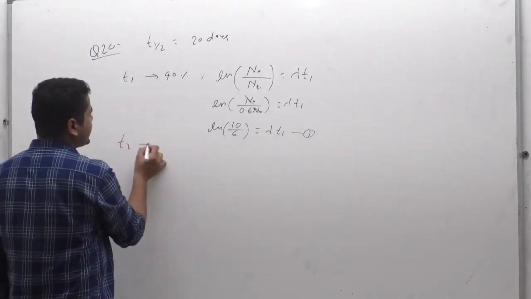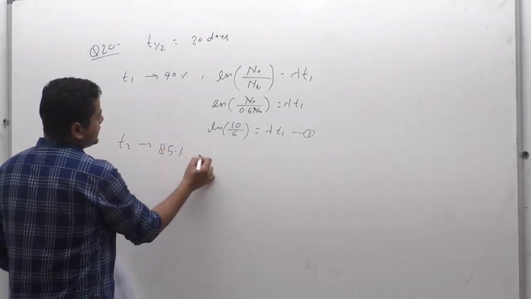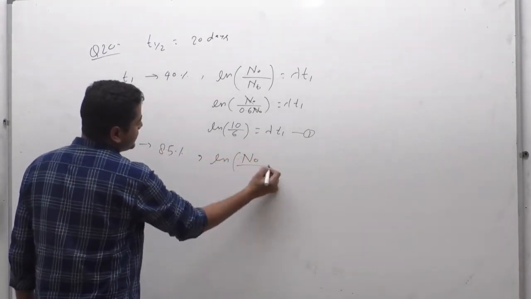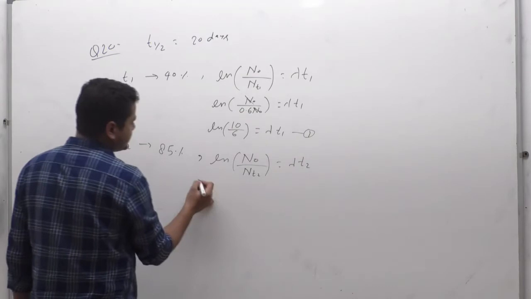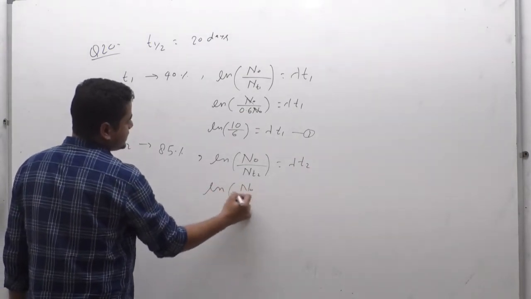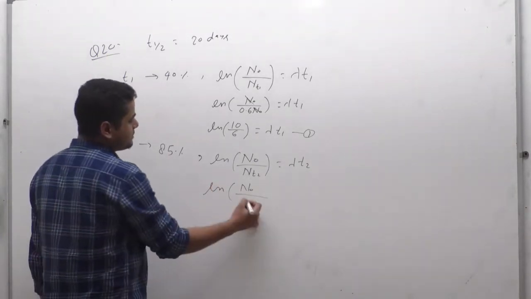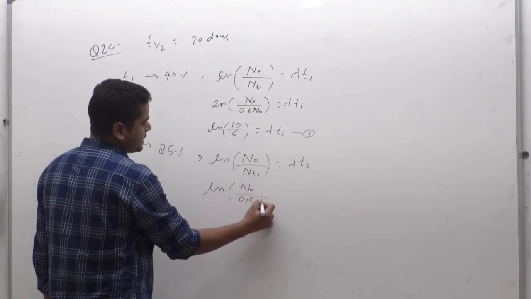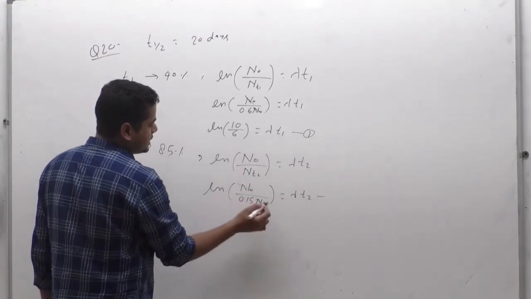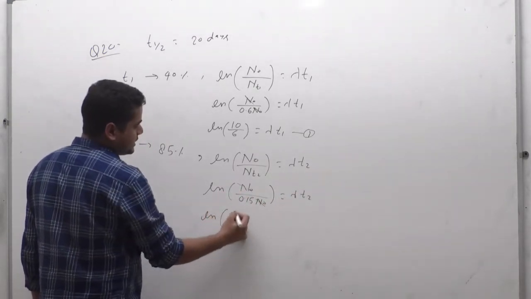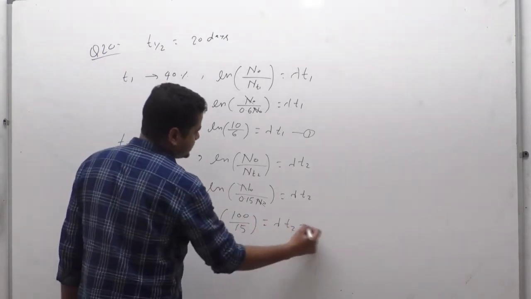Similarly, T2 is the time required for 85% decay. 85% decay means you can write ln N naught upon the concentration at time T2 equal to lambda T2. Now just put the values in the same manner. 85% is decayed, so what amount will remain at that particular time? 15% will be there. So you can write ln N naught upon 0.15 N naught equal to lambda T2. Again N naught cancels out, so you can write ln 100 upon 15 equal to lambda T2. So this is the equation for T2.